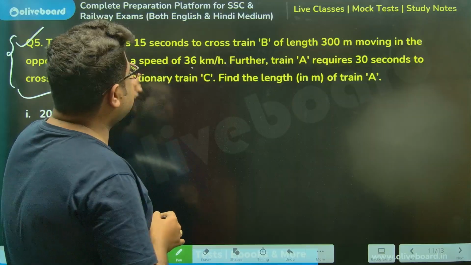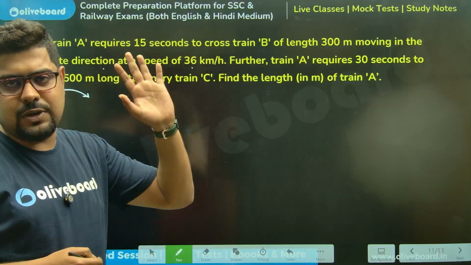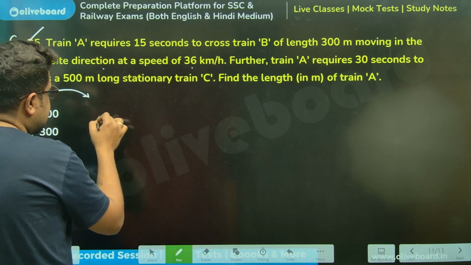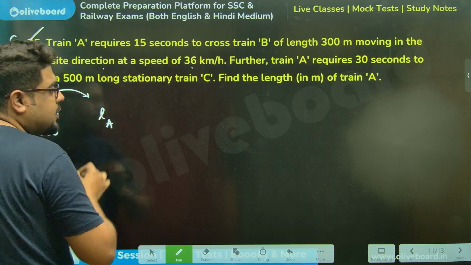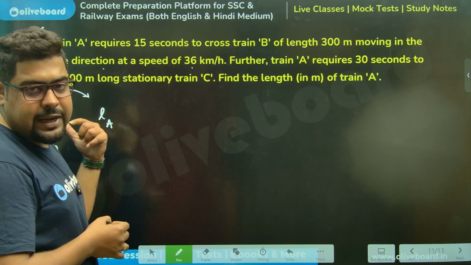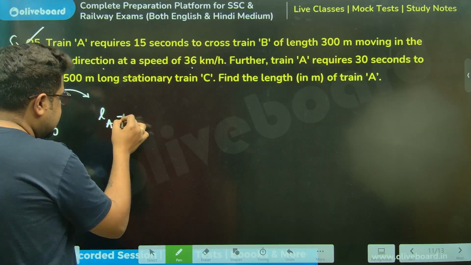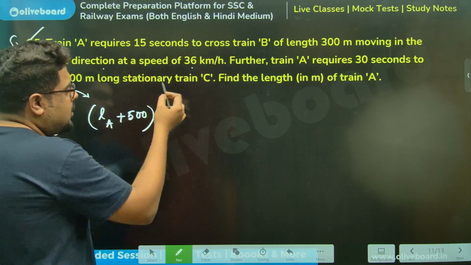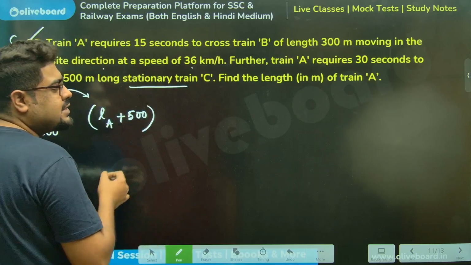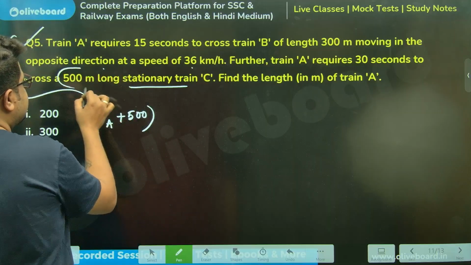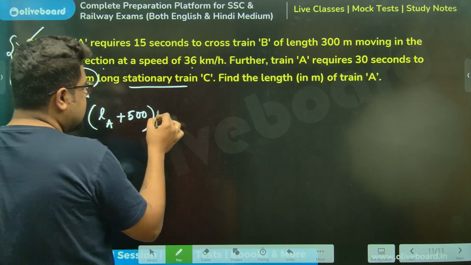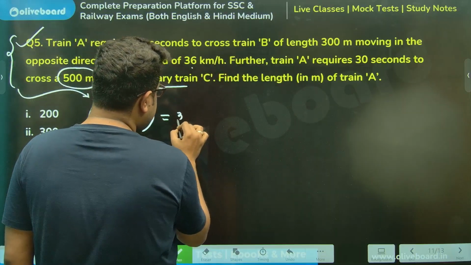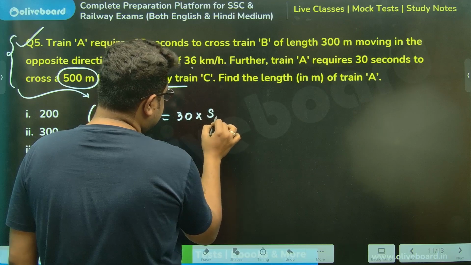Stationary train meaning it's like a bridge only. So for train A, let's take the length of A. This is length of train A plus 500. That is the distance train A needs to cross in order to cross the stationary train C, because 500 meter is the length of C. That is equal to 30 seconds times the speed of A.